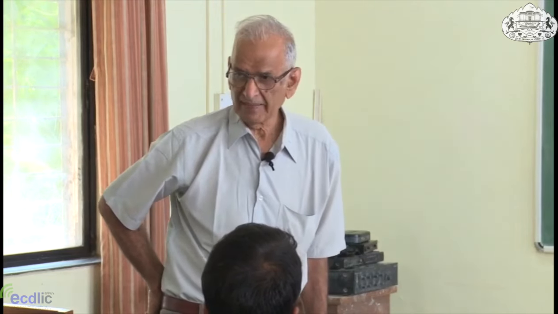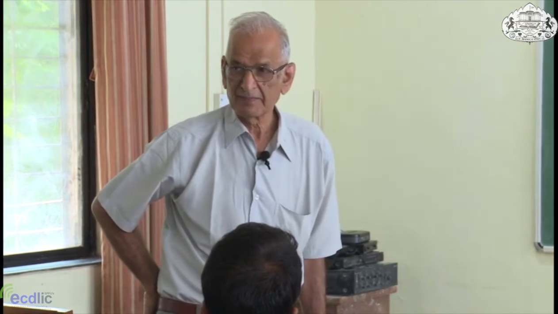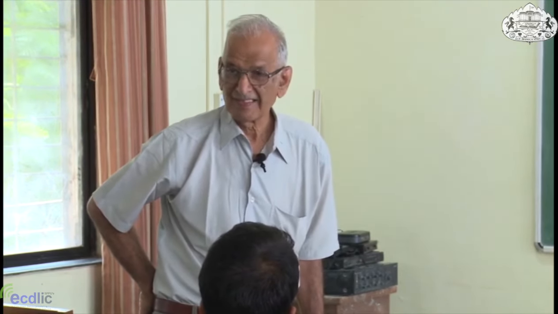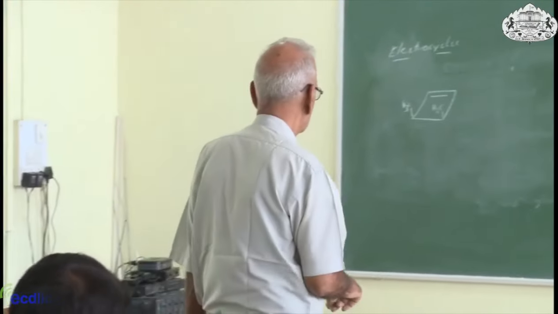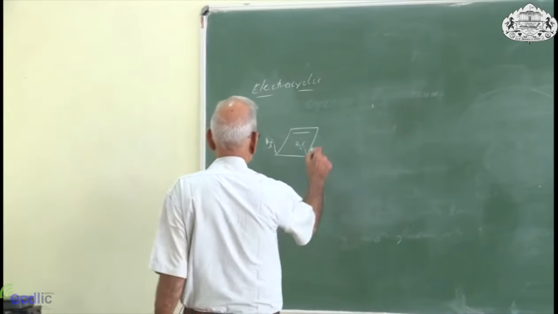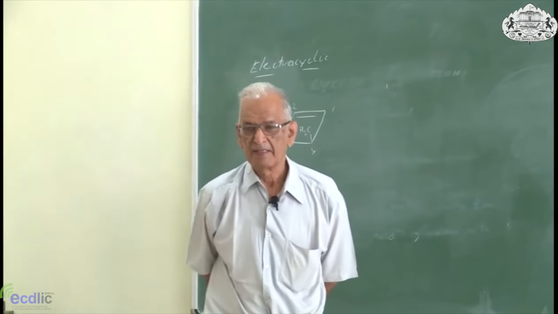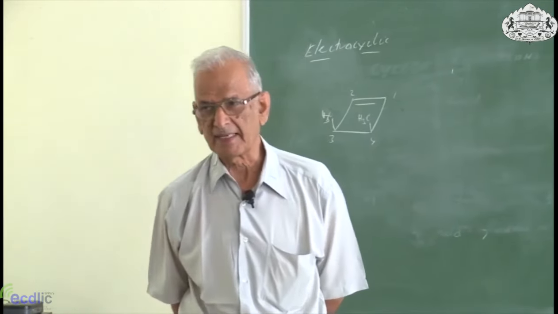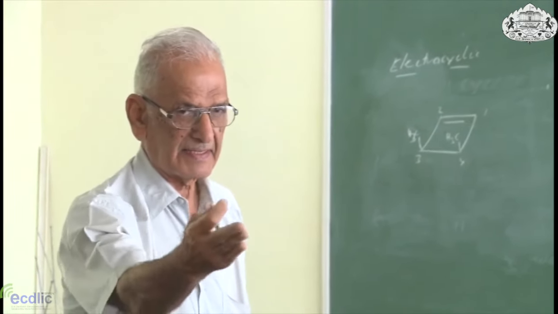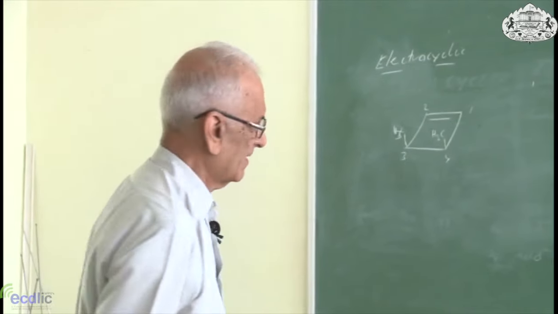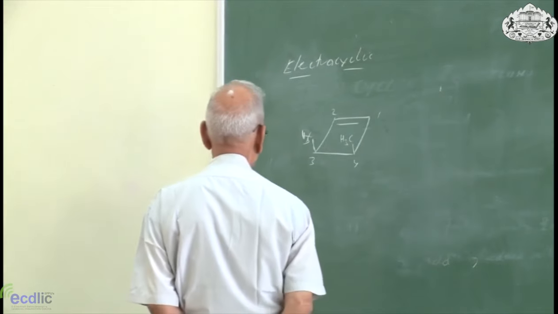3,4-dimethyl. 3,4-dimethyl cyclobutene. Why 3,4? Double bond must have the smallest number. So, 3,4-dimethyl cyclobutene. Is that enough, or must I add something else? Cis. So we are looking at cis-3,4-dimethyl cyclobutene. Okay.